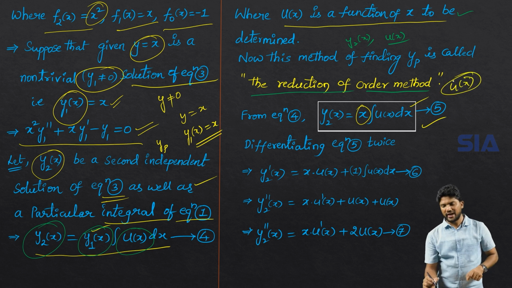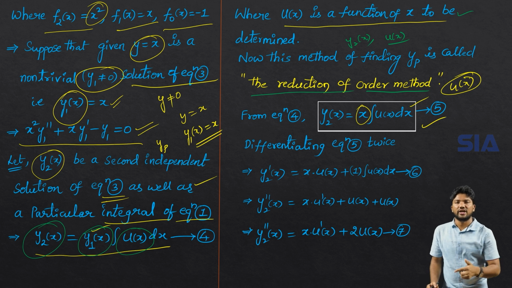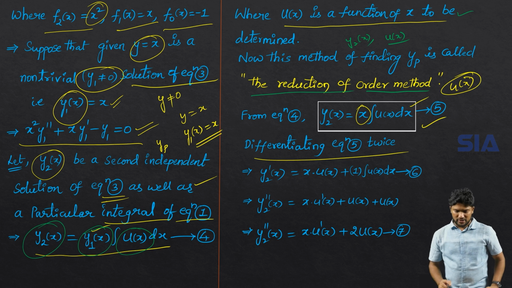To find that u of x value, you have to apply successive derivatives to equation number 5. Then you can obtain the values, substitute them in equation number 1, and you will get that u of x value. Therefore, differentiate equation number 5 twice. Why? Because in the problem we have a second order differential equation, that's why we are differentiating equation number 5 twice.